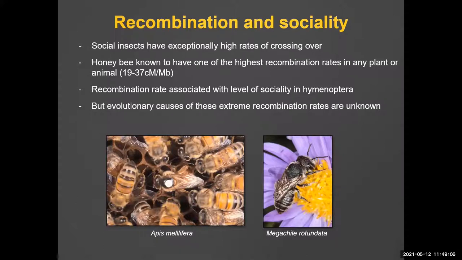And these sort of elevated recombination rates are thought to be associated with the level of sociality in Hymenoptera more generally. However, the evolutionary causes of these extreme recombination rates are unknown. So here we wanted to really start to get at these kind of knowledge gaps. So what we did was we used whole genome resequencing of the social honeybee and compared that with the solitary leafcutter bee, Megachile rotundata. We estimated population scale recombination rates across regions and analyzed factors that control recombination rate in these two bees.